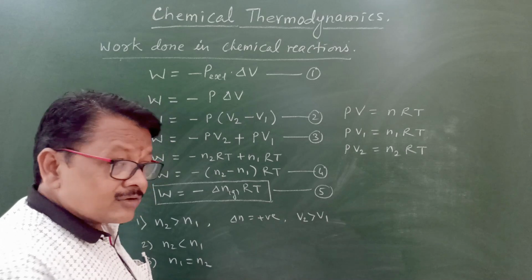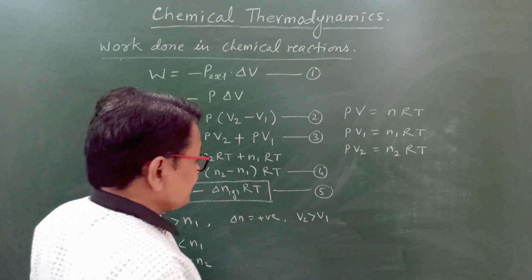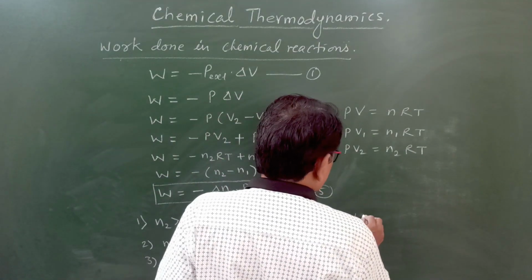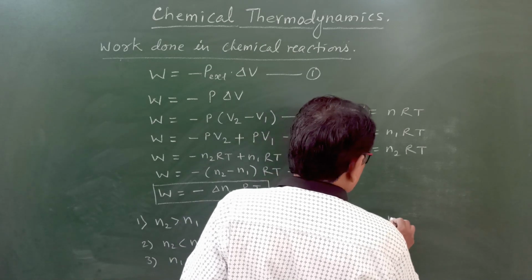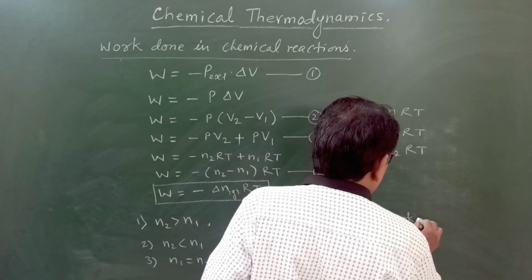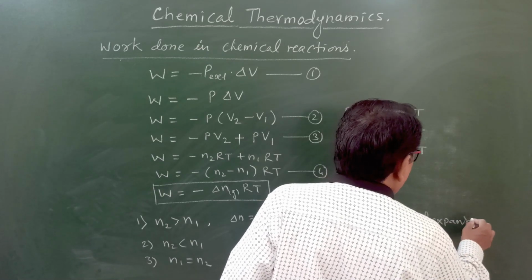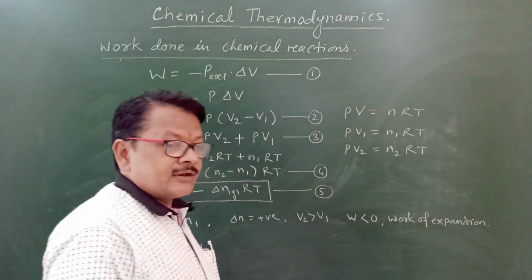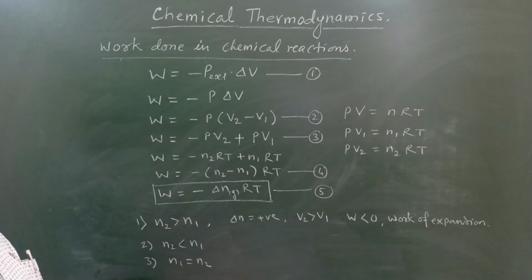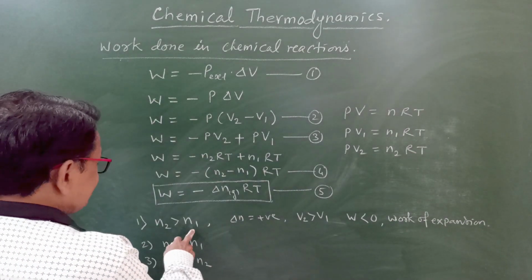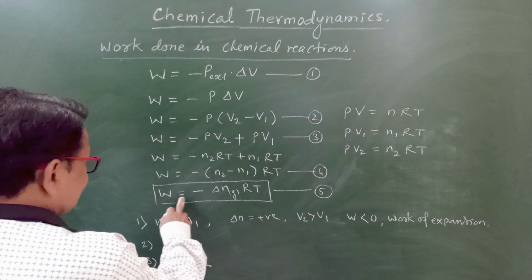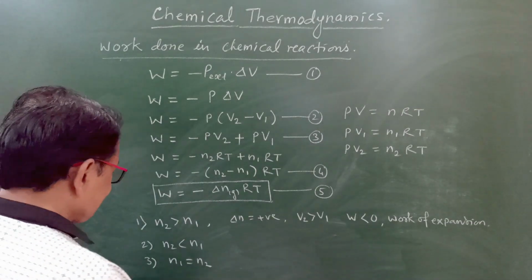At that time, the work of expansion is taking place. Work of expansion, at that time, work done is less than 0. Work of expansion means work is done by the system on the surrounding. Then n2 is greater than n1, so that work done is negative work done.